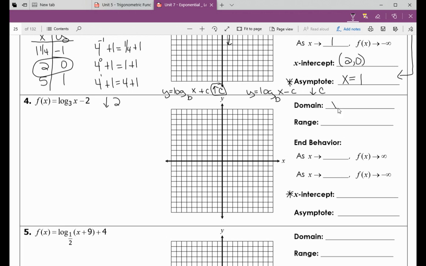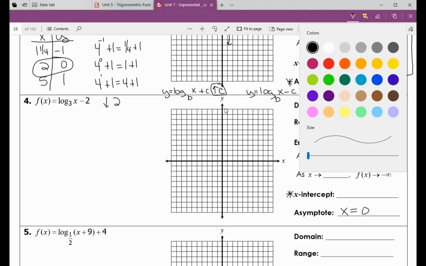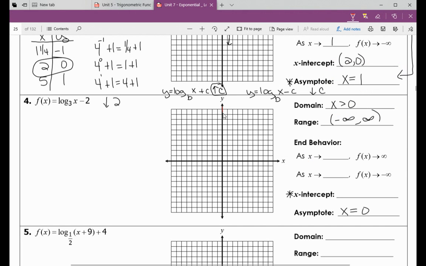Your domain will still be bigger than 0. Your range will still be all real numbers. We'll have to look at this according to the base number that we have. My x-intercept is going to change, and I can calculate that in my table. And my asymptote is going to stay at 0, so it's going to stay at the y-axis. So I'm drawing in my asymptote right now.